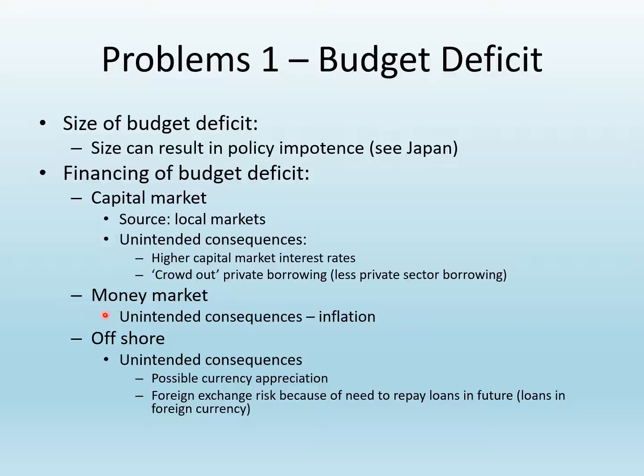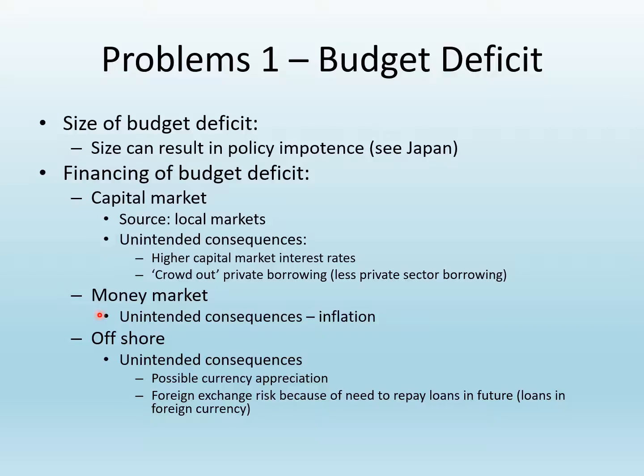If governments borrow in the money market, they're borrowing from the banking sector. In today's world, the banking sector would approach the central bank for the funding. So effectively, government is in fact borrowing money from the central bank via the banking sector. And under certain circumstances, the unintended consequence of that is that the increase in money supply may result in inflation.